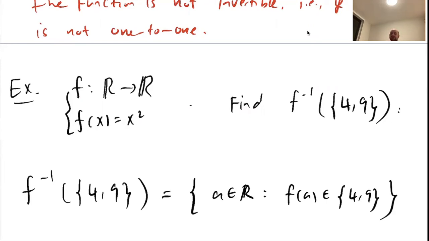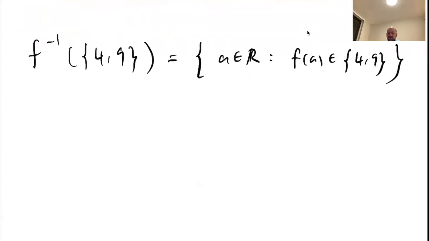I have f inverse of a set. How can I find it? I have to look at my inputs. I have so many inputs. Every real number is an input here. And then I have to see which inputs are going to be mapped to an element inside my set {4, 9}. So the set of all elements a in R such that f of a is inside {4, 9}, meaning that a, which is the input, must be mapped to an element inside {4, 9}.